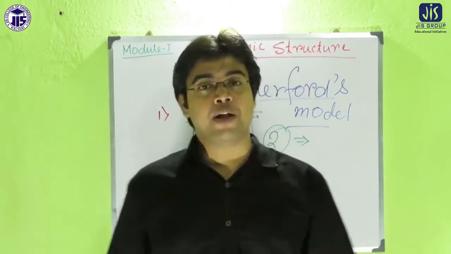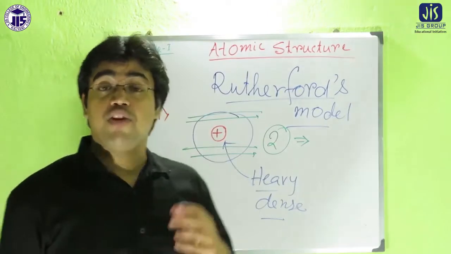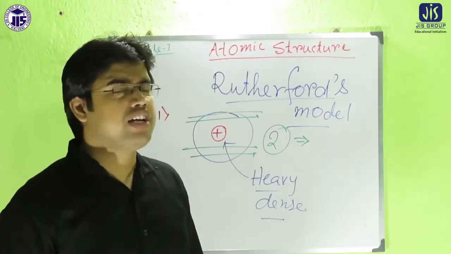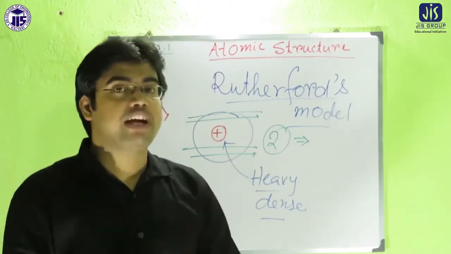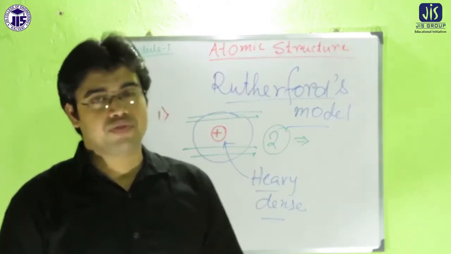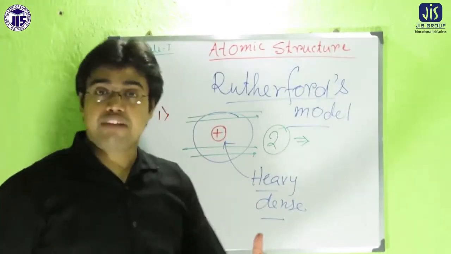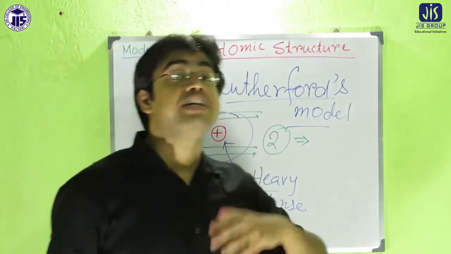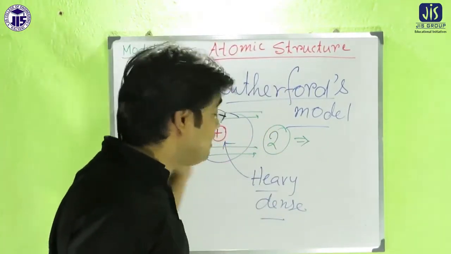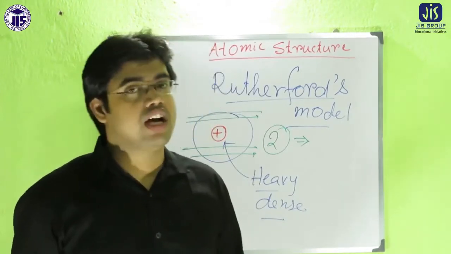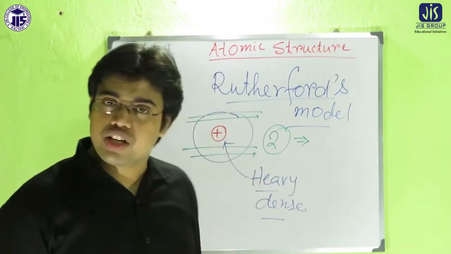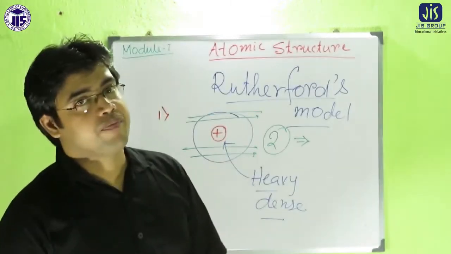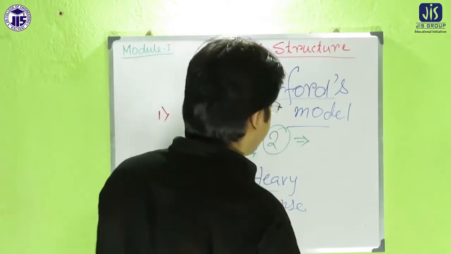So Rutherford said that the nucleus has a very high density. High density means it has a heavy mass, but its size is very small with respect to the overall size of the atom. So the first postulate that Rutherford established is that the nucleus exists, a very heavy, dense nucleus in the center of the atom, which carries positive charge, and the maximum part of the atom is vacant.